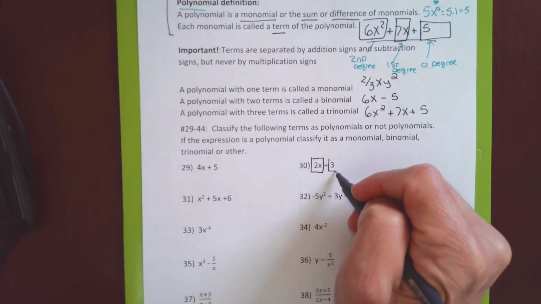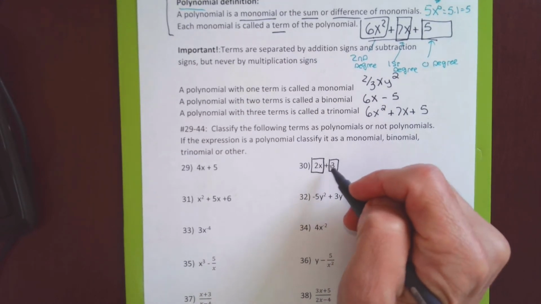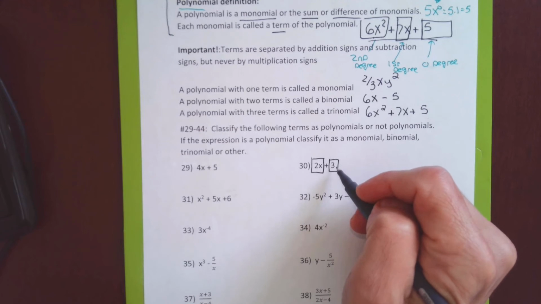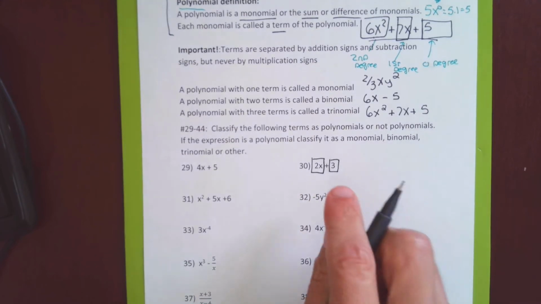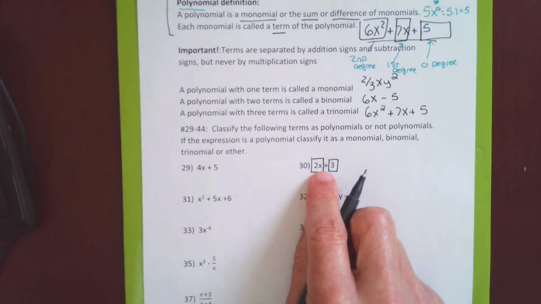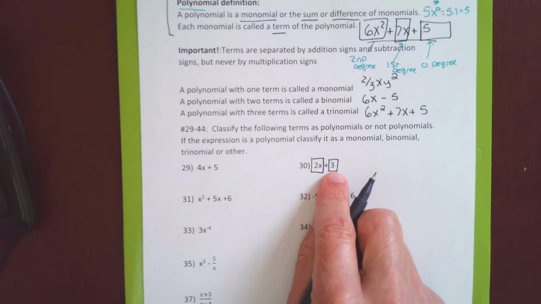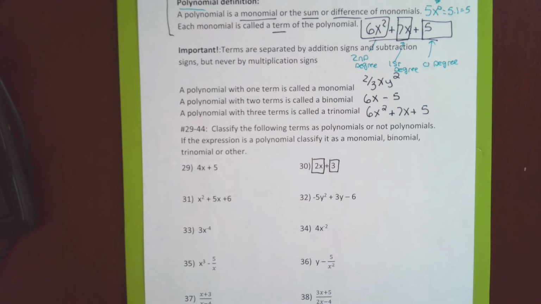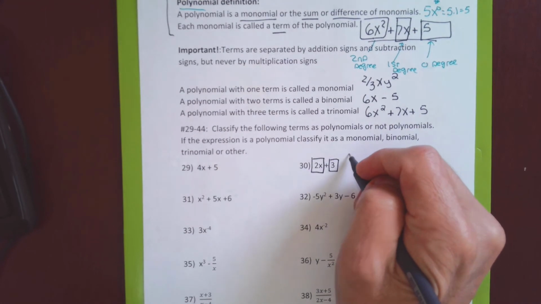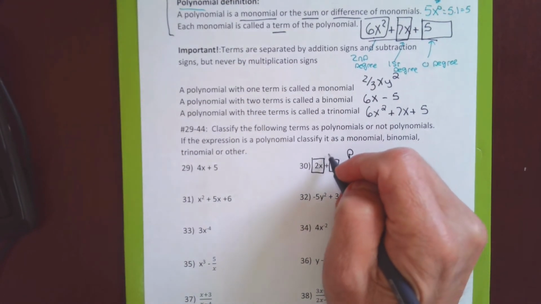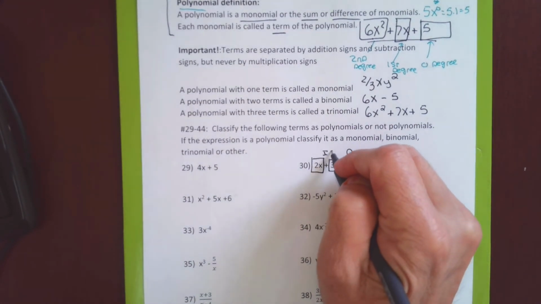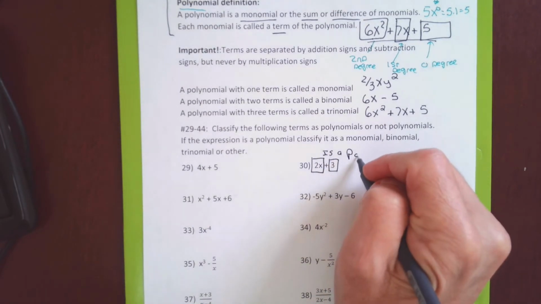To be a polynomial, you need to have monomials that are added or subtracted together. That's a monomial because the exponent's a positive 1. That's a monomial because it's a constant, and plain numbers are monomials. So this is a polynomial. So I'm going to say this is a polynomial.